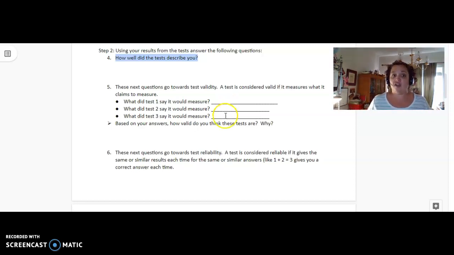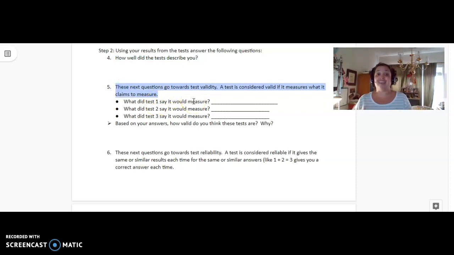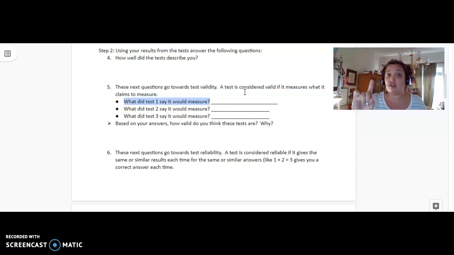But let's look at number 5. Number 5 is not about what you think of the results. Number 5 is asking if the test is valid. What that means is, did the test measure what it said it would measure? So for this part, what did test 1 say it would measure? Well, it's a personality test, so it said it would measure personality. So the question is, did it measure personality? Not, did you like the results or did you agree with the results? If it measured personality and it gave you measurements of personality, you might have hated the results, but that doesn't make it invalid. Remember, if it gives you measurements of personality, it's valid.